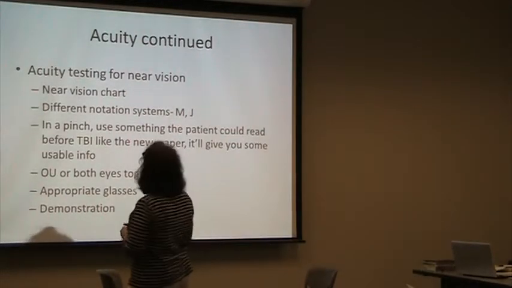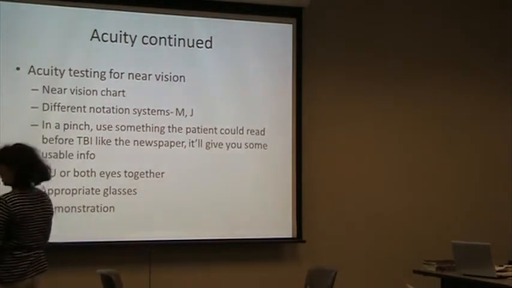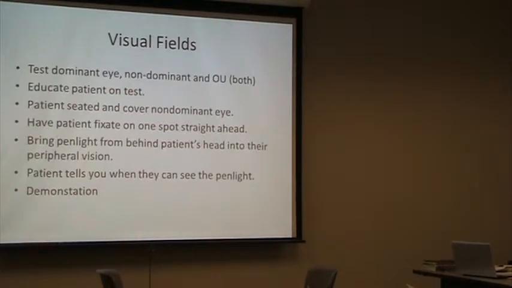Okay, so let's see, what do we want to look at? Okay, visual fields. You want to test the dominant eye and then the non-dominant eye. And really, I don't know why I put down both. I think I was copying and pasting, because really, I don't do both. I just do each eye singly. So cross that out. That was my error. Not both eyes.